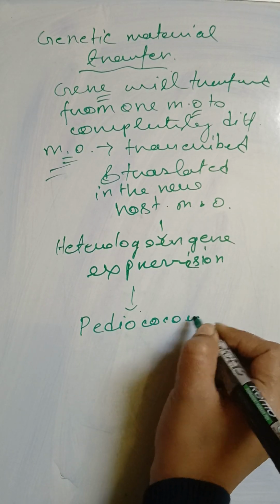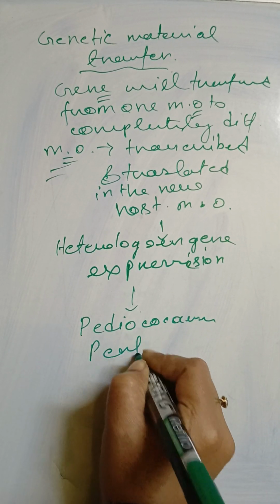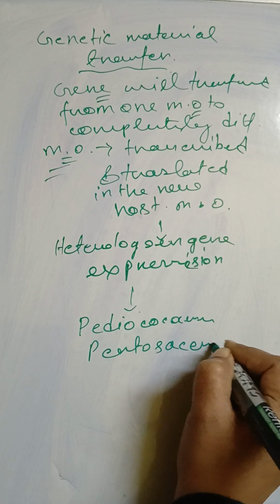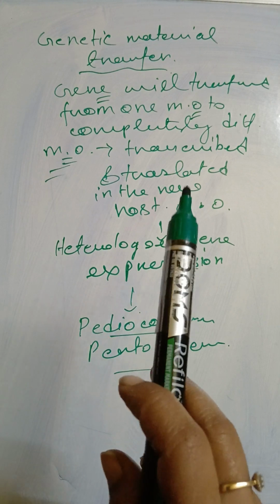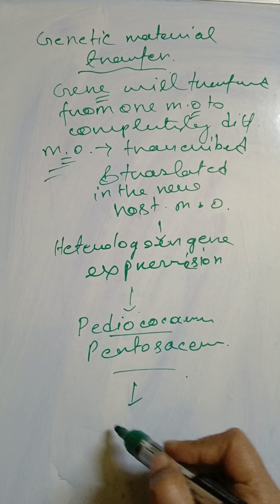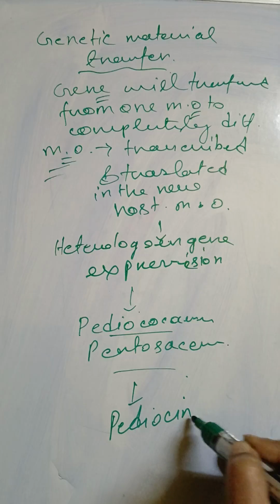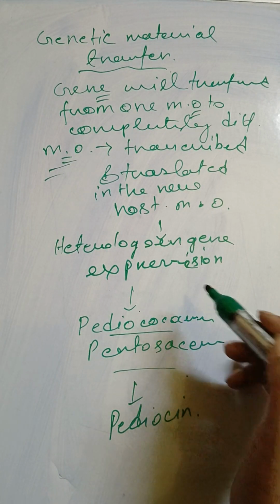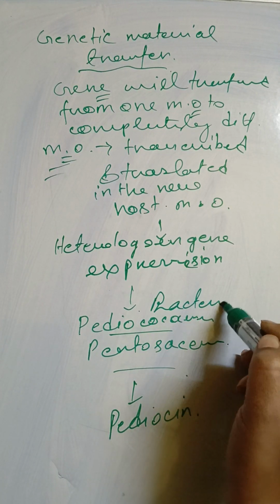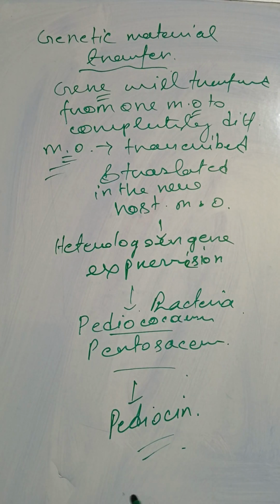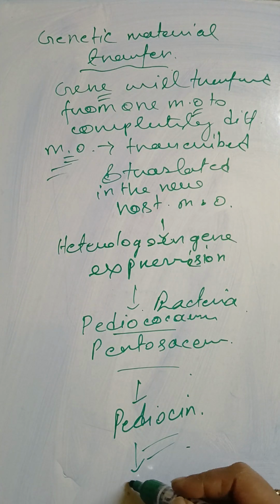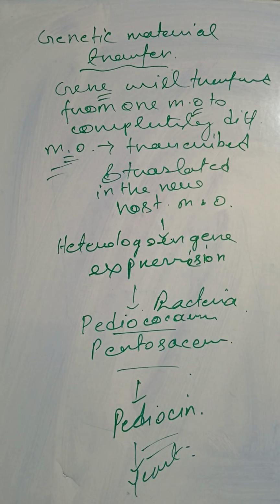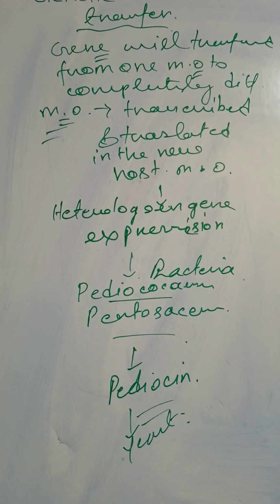One such example is Pediococcus pentosaceus. Pediococcus pentosaceus is a bacteria from which the gene that will produce Pediocin antibiotic comes. It's a bacteria which will produce this Pediocin antibiotic. Now the Pediocin antibiotic expressing gene will be transferred into a yeast which can produce wine.